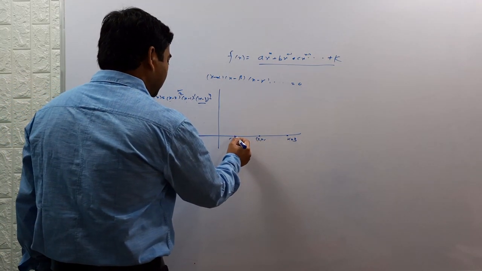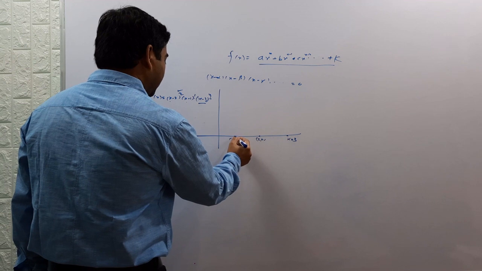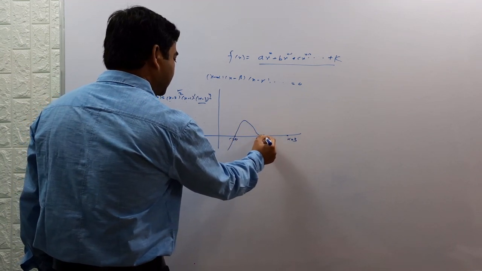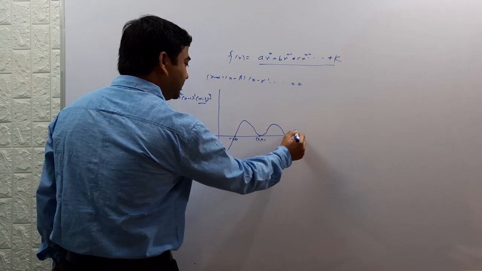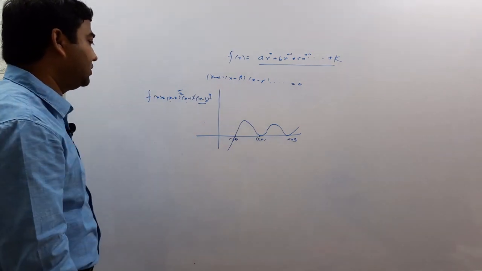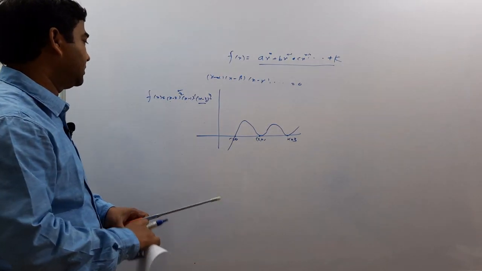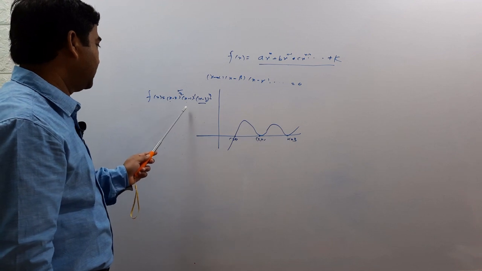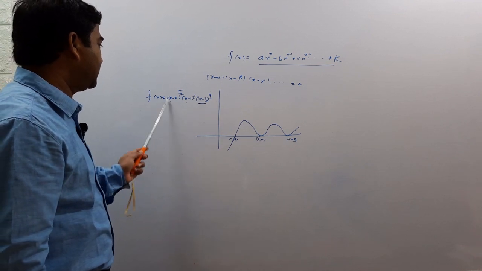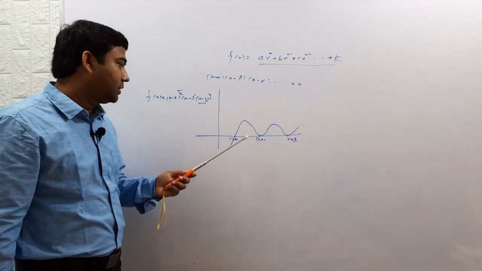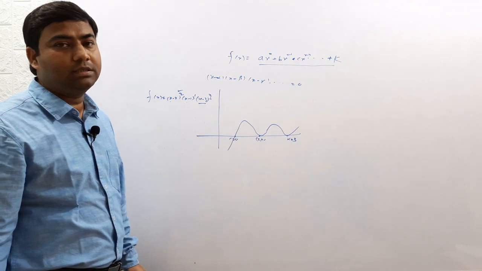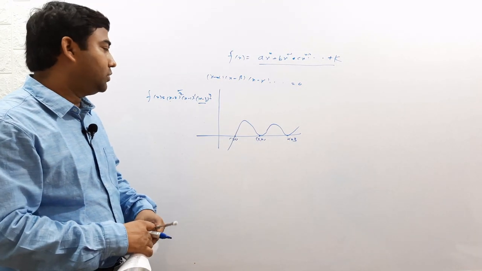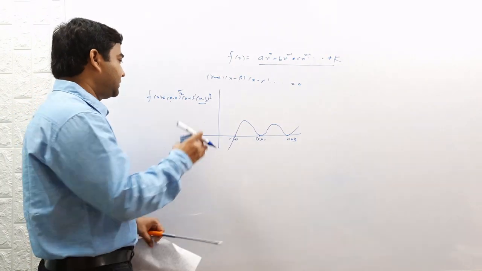Okay, so you can see the function will be like this. Here it will just touch, and again it will touch at x equal to 3. So based on the multiplicity of the root, whether it will touch or it will cross is determined. That's the important rule for polynomial functions.